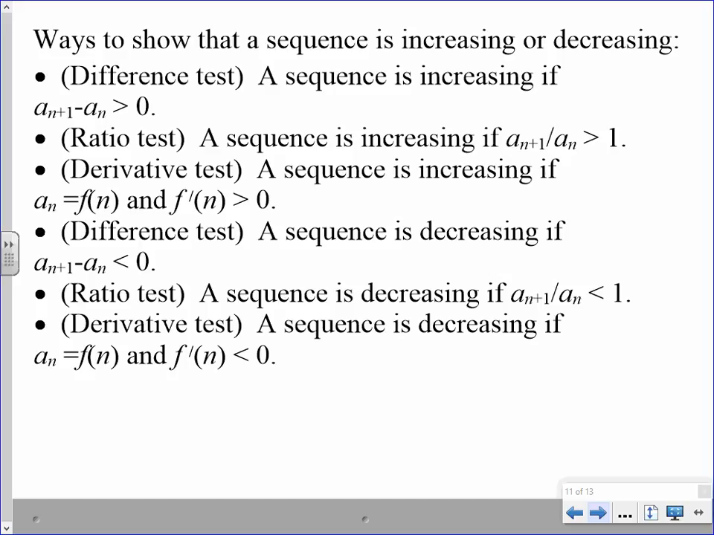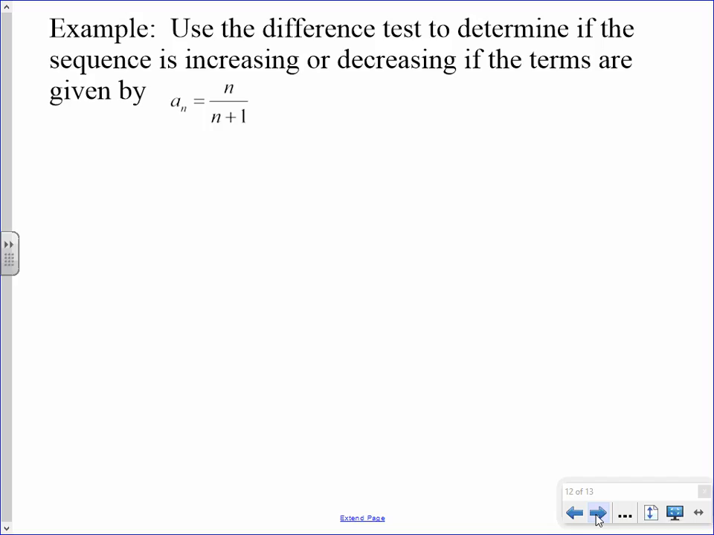We're going to do the sequence n over n plus 1 for all 3. That's like the first thing that we looked at, one of the first sequences. What does it look like it is? 1/2, 2/3, 3/4, 4/5. Always increasing. So, write down that this is the sequence that we're working with.